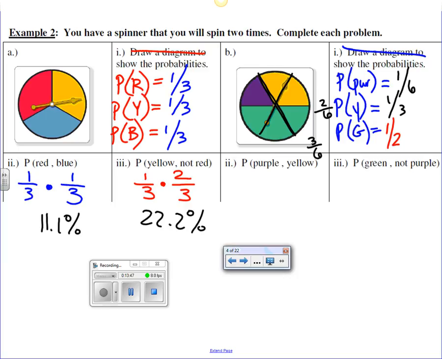All right, probability of purple and then yellow. Eden, help me with this one. Good. Very good. Ashley, what's the probability of green? 1/2. What's the probability of not purple? Anybody? 5/6. So look, purple is 1 slice out of 6. So how many slices are not purple? 5 out of 6. Okay. Anybody got this one?